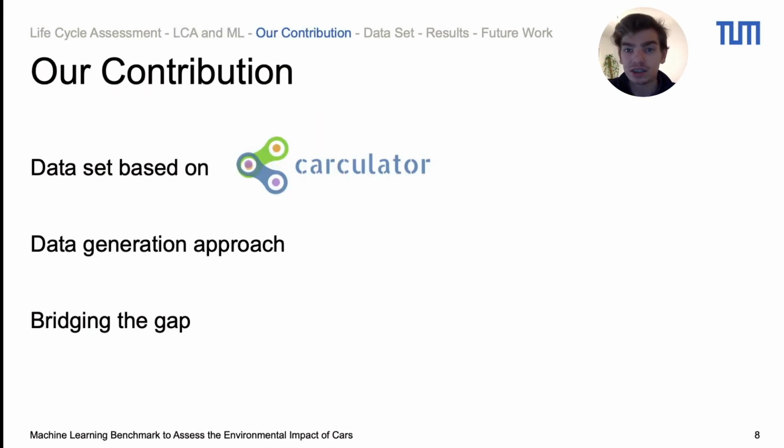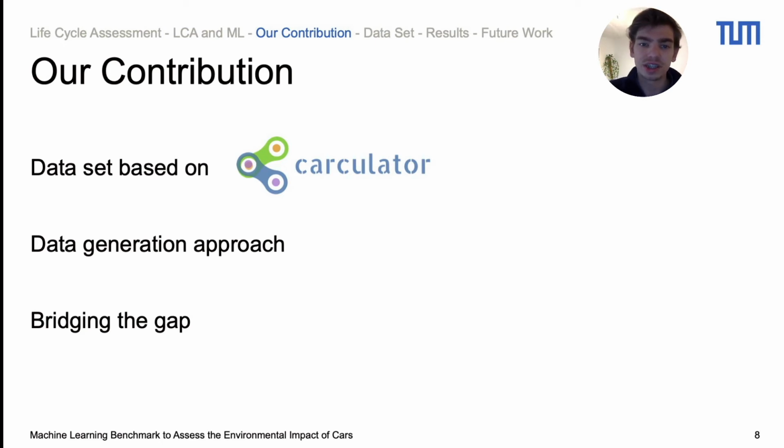We present a dataset based on the open source LCA model calculator, which provides a parameterized LCA model for passenger cars. We also show and share the data generation process so that other interested parties can use it to build their own datasets of calculator or other LCA models.